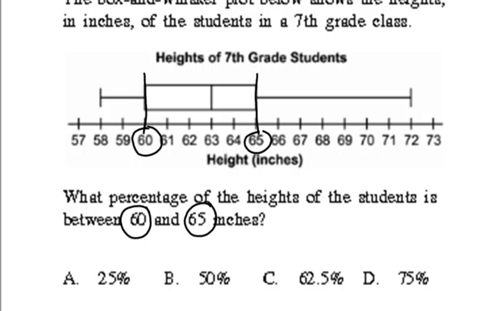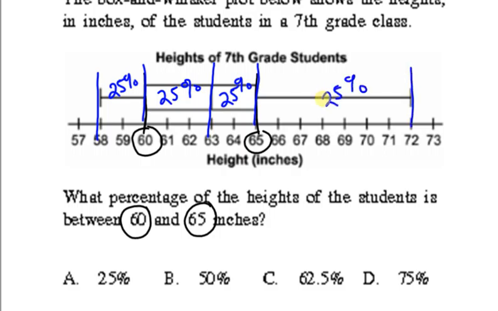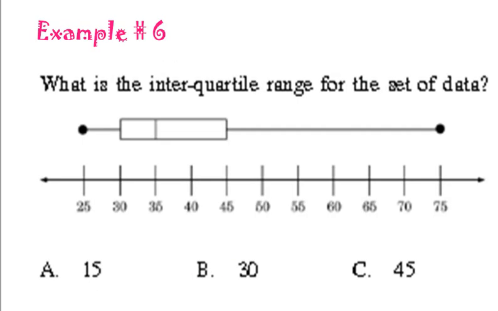Okay, now I'm going to switch colors and remind you, from here to here is 25%. From here to here is 25%. From here to here is 25%. And from here to here is 25%. So what percentage is between 60 and 65? What's 25 plus 25? 50. That's your answer. It's not too bad, but it is part of analyzing box and whisker plots.